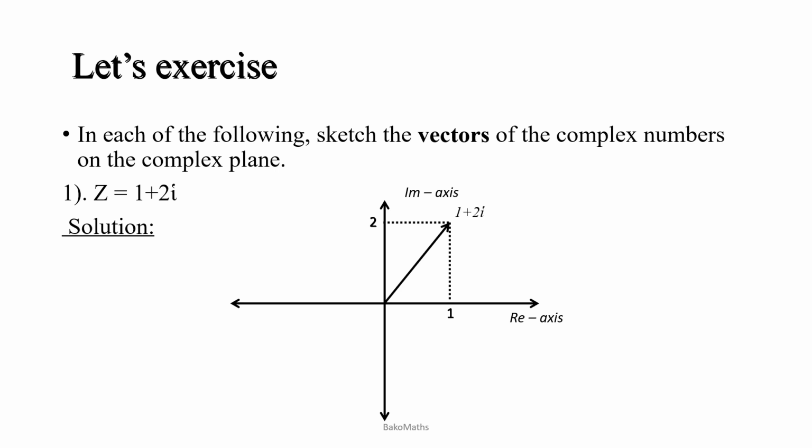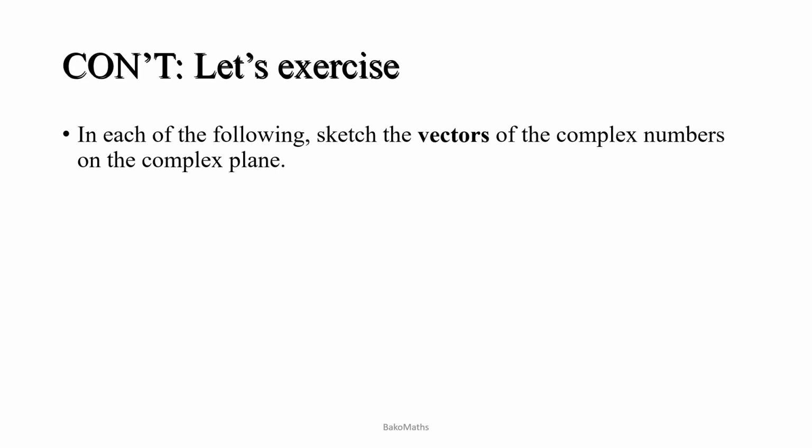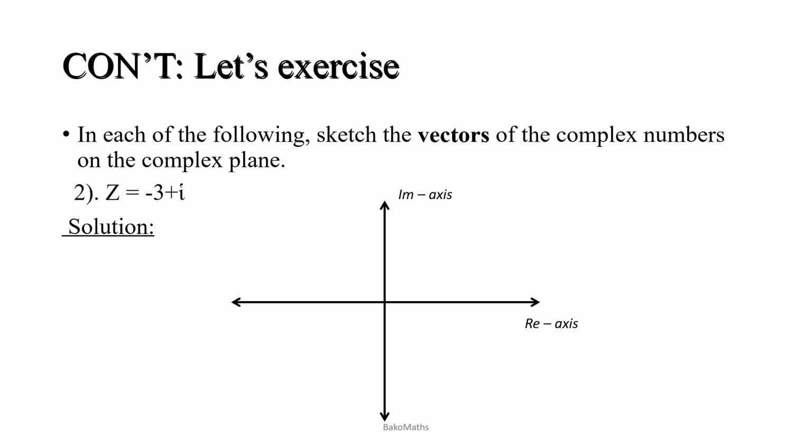We move on with our second example. And then in our second example, we have z equals minus 3 plus i. So the first step here is to draw our real and imaginary axis. We locate on the real axis as minus 3 and the imaginary axis as 1. We then draw dotted lines from 1 and also another dotted line from minus 3. At the point of intersection, we draw a line from the origin out to where they meet. Then we write our given complex number beside it.